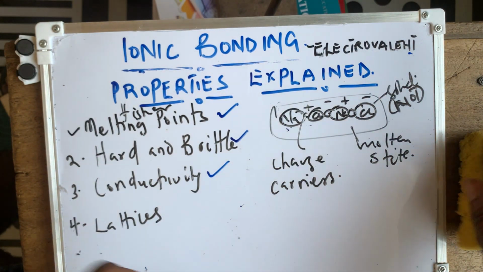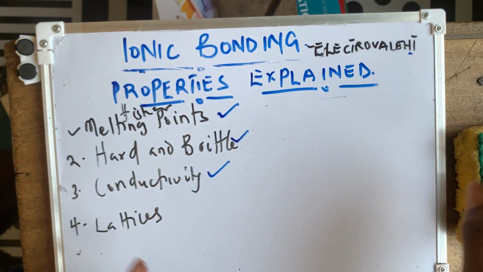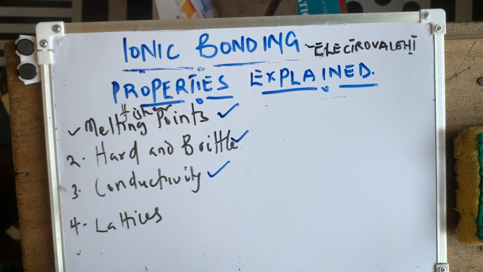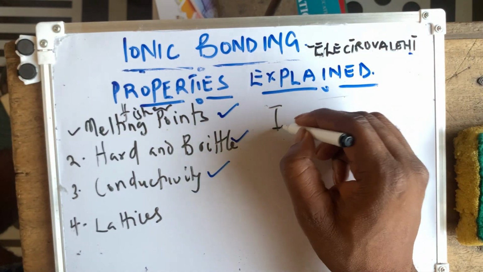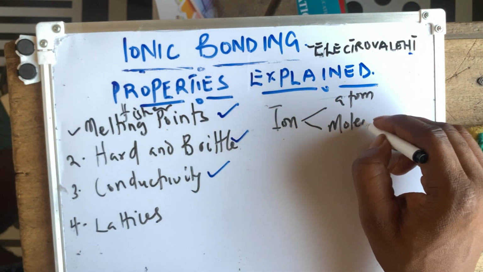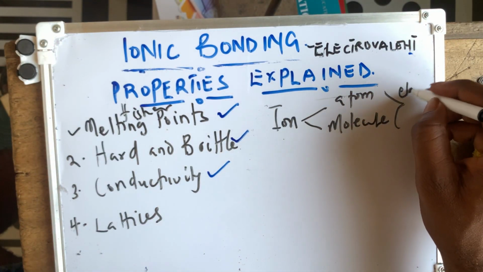All right. And the last one I want to talk about is the lattice. I should have talked about the lattice before all these things. So now, with the lattice, what happens is that ions are atoms or molecules. So anytime you see an ion, it is either an atom or a molecule which is electrically charged.